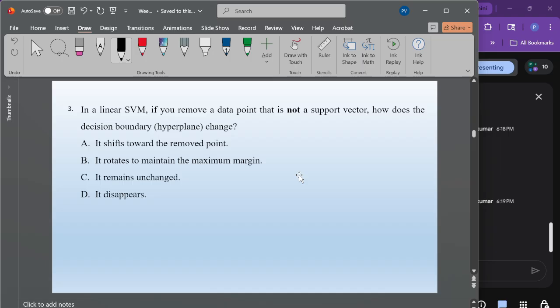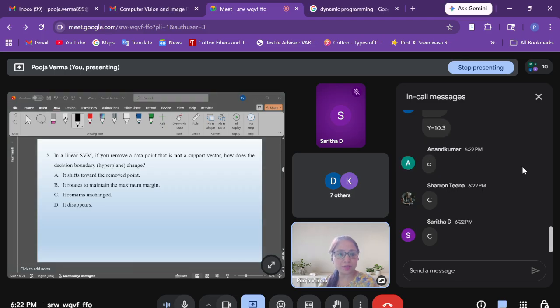Now our next question is, in a linear SVM, if you remove a data point that is not a support vector, how does the decision boundary, that is the hyperplane, change? Option A, it shifts toward the removed point. Option B, it rotates to maintain the maximum margin. Option C, it remains unchanged. Or option D, it disappears. Which option can be the correct one?